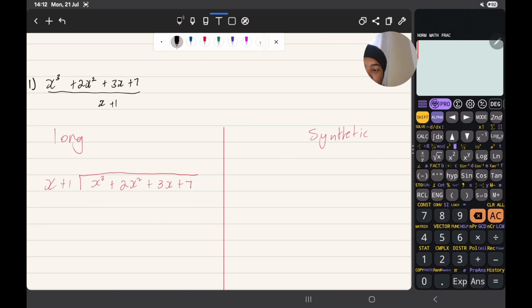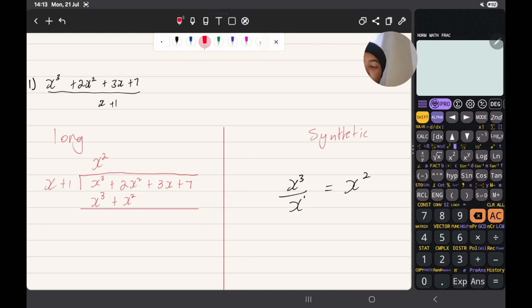Starting with this one, we would say x to the power of 3 divided by x, which is x to the power of 1, x to the power of 2. So that x to the power of 2, we write it here. And then after writing it, we take that x to the power of 2, we multiply it by x. We're going to get x to the power of 3. We multiply it by positive 1, we will get plus x squared. All right, so now do your line.